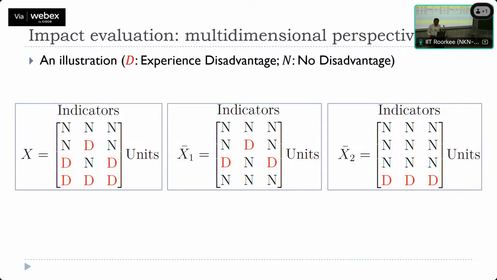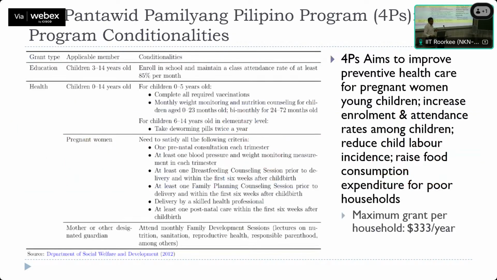Yep. So we studied it for one particular cash transfer program. It's in the Philippines. That paper was published in Review of Income and Wealth. What cash transfer does is it sets some conditionalities. If you satisfy those conditionalities as a family, you get the cash, it's fungible, you decide what you want to use it for. If you don't satisfy them, you don't get the money.